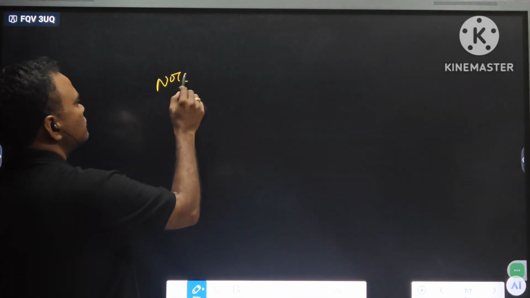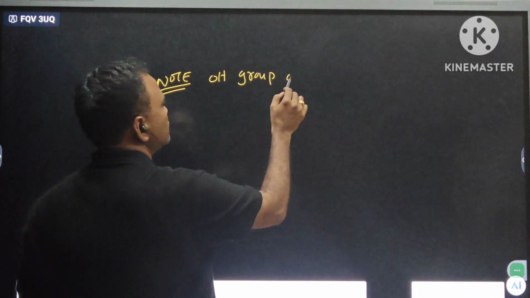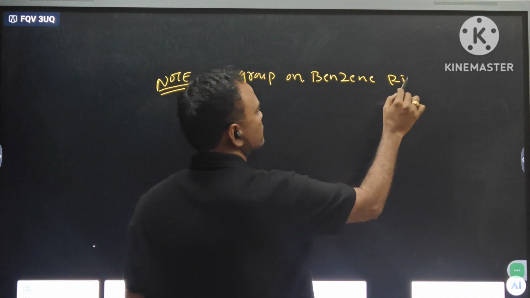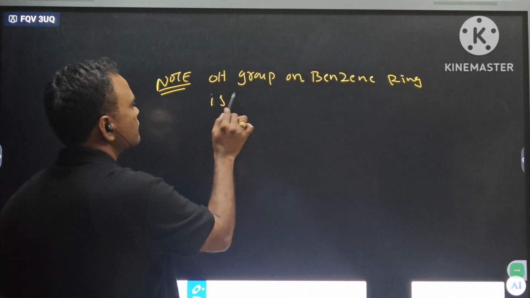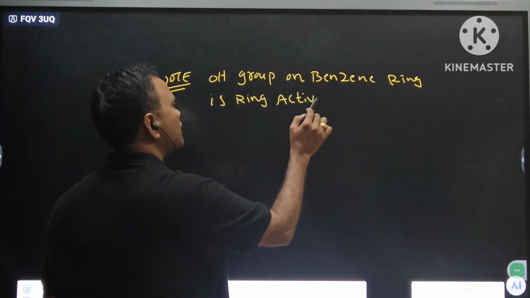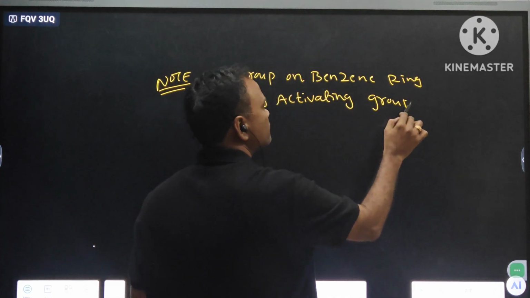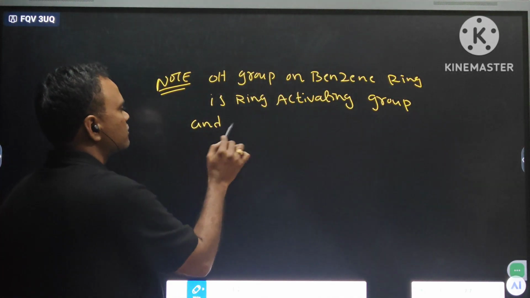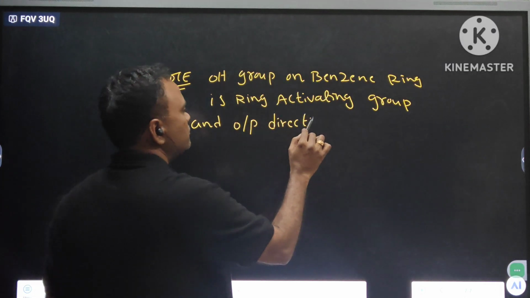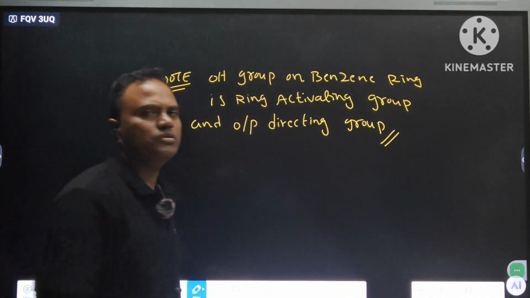Write one important note. OH group on benzene ring is ring activating group and ortho-para directing group. Ring activating group and ortho-para directing group.